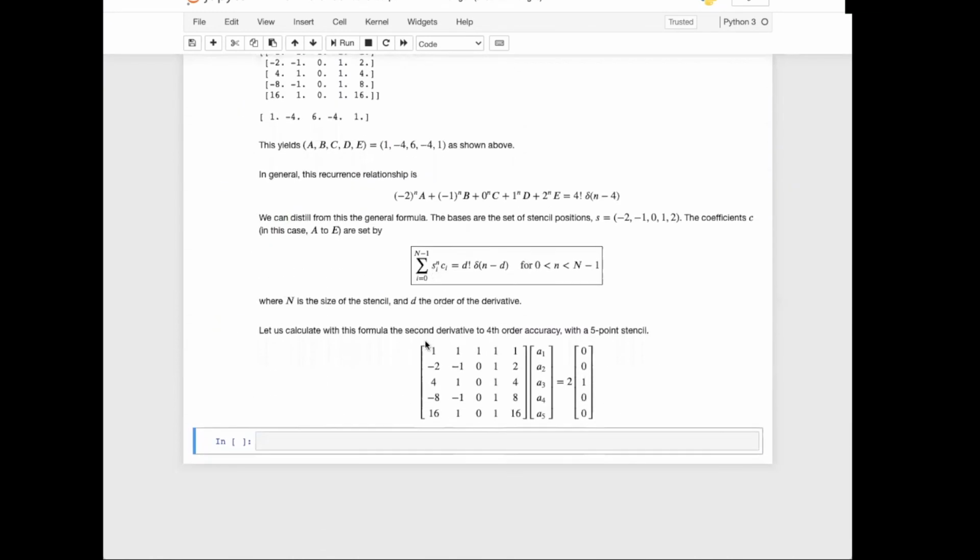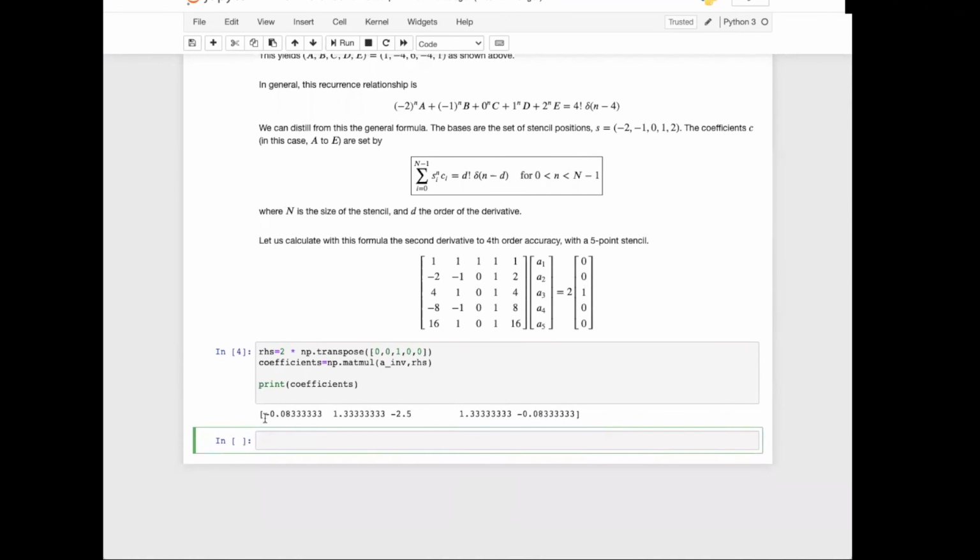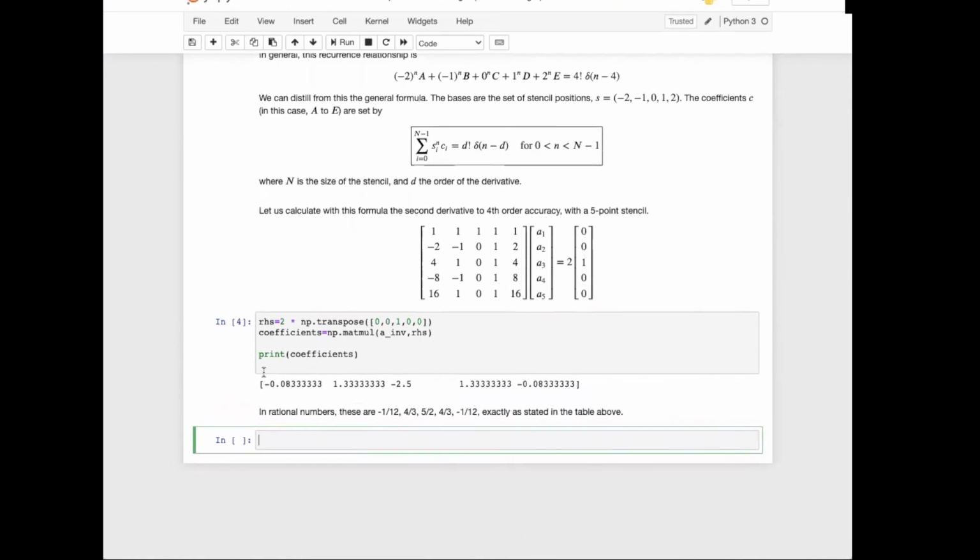Applying the recurrence formula, the matrix is the same that we found before since the stencil is of the same size, it's 5 points. Now, the only difference is that now we want to calculate the second derivative. So the order is d equal to 2, all the terms in the right-hand side are going to be 0, except for the second derivative, which is going to be given by 2. So let's invert this, and this is what we find. And indeed, in rational numbers, these are minus 1 over 12. This is 4/3. This is minus 5/2. And again here, 4/3 and minus 1 over 12, exactly as stated in the table above.